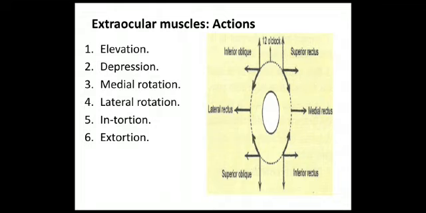The medial rotation is brought about by the medial rectus, the superior rectus, and the inferior rectus. The lateral rotation is brought about by the lateral rectus, the inferior oblique, and the superior oblique. Intorsion is brought about by the superior rectus and the superior oblique, and extorsion is brought about by the inferior rectus and inferior oblique.